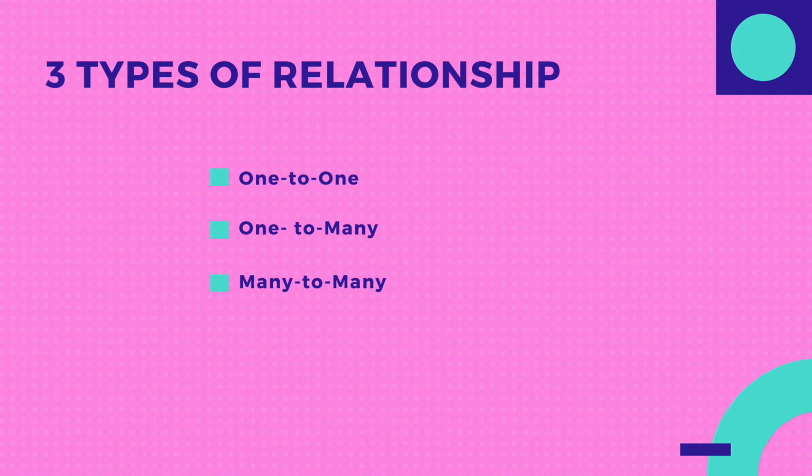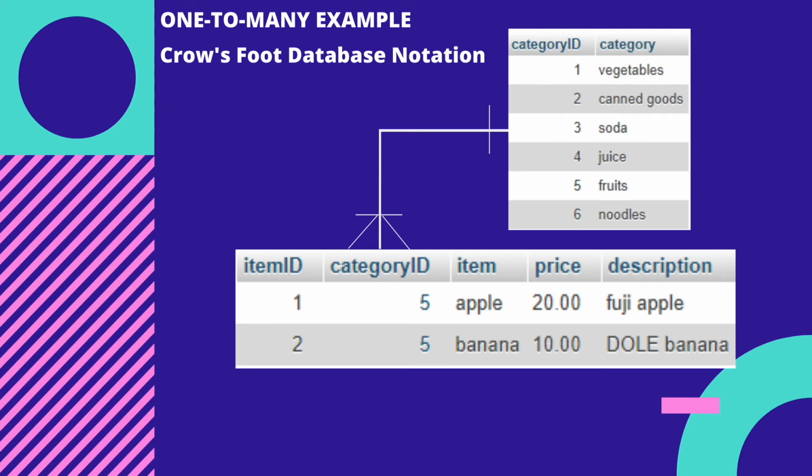There are three types of relationship: one-to-one, one-to-many, and many-to-many. Ito yung sample ng one-to-many relationship. This relationship means na yung row of data ng isang table ay marerelate sa maraming rows ng ibang table. Just like sa example table natin, yung rows of data sa category table, which is represented by the primary key, ay ginamit natin sa table items ng maraming beses as foreign key.